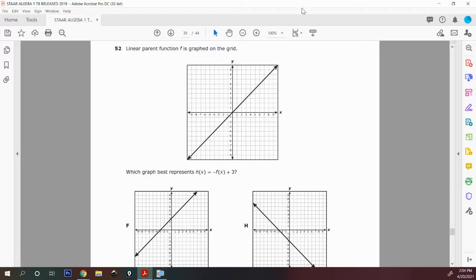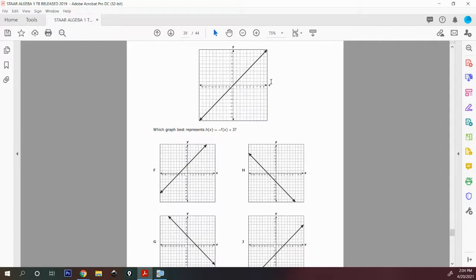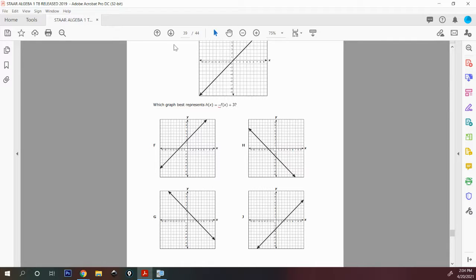All right, a linear parent function is graphed. Which graph best represents h of x? So 2 things happened on h of x here. We can see that there's a negative, so that's going to flip it. So it was going this way, now it's going to go that way. And we're going to move it up 3 because it's a plus 3. So not flipped, flipped but down 3. Not flipped, flipped and moved up 3. So my answer is G.